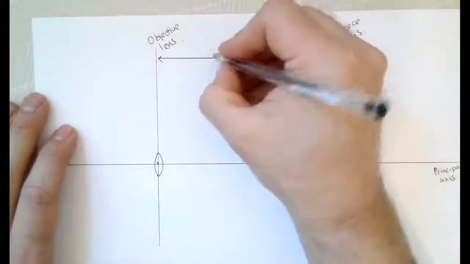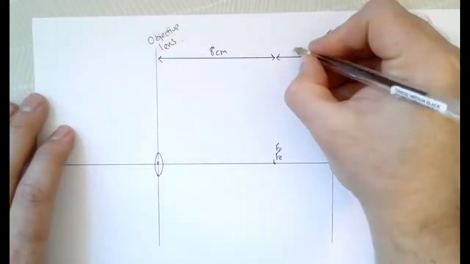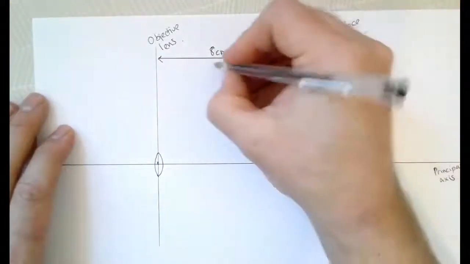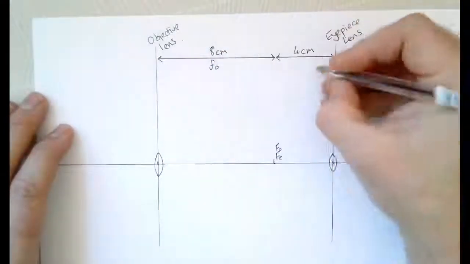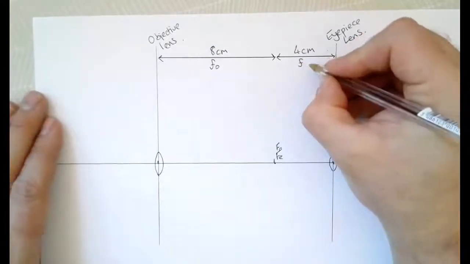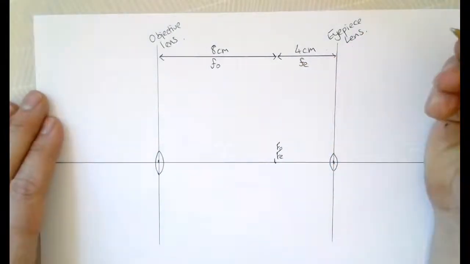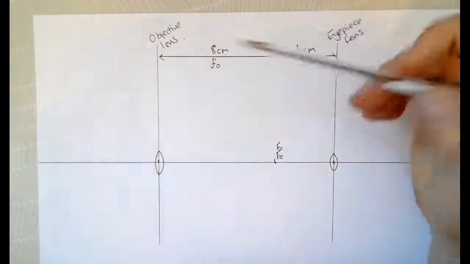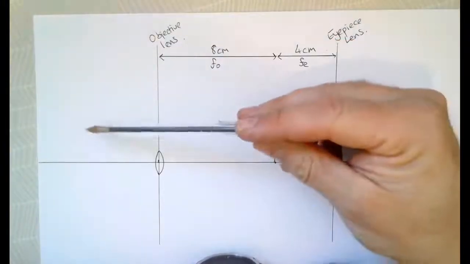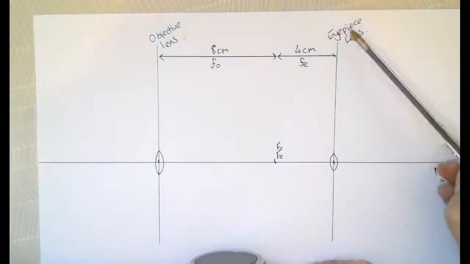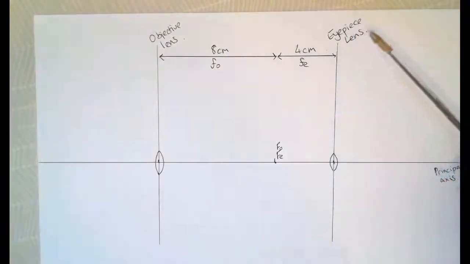So this is, as I said, 8 centimeters. This is 4 centimeters. This distance represents the focal length of the objective lens, and this distance represents the focal length of the eyepiece lens. The objective lens is called the objective lens because it points towards the object that you're looking at. The eyepiece lens is called the eyepiece lens because it's the bit that goes next to your eye.